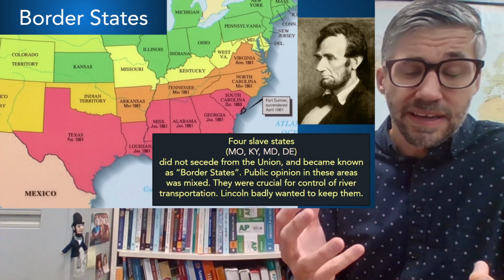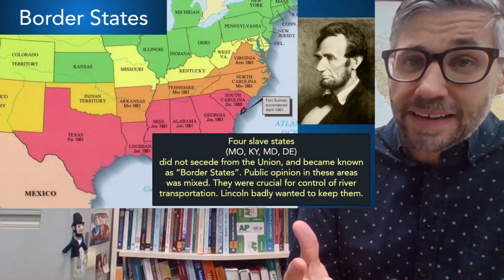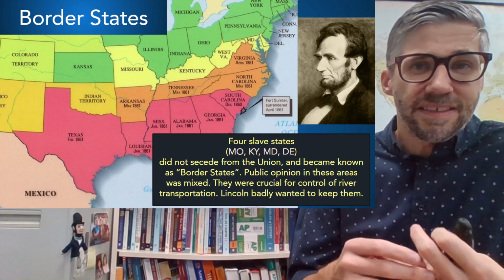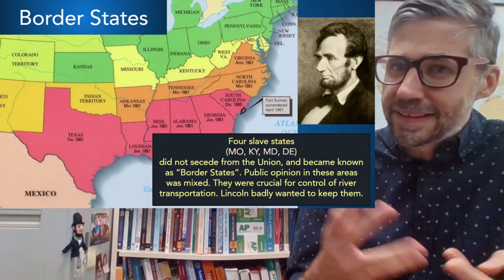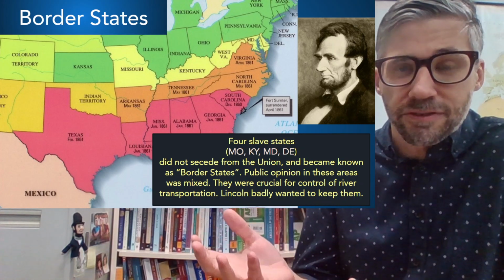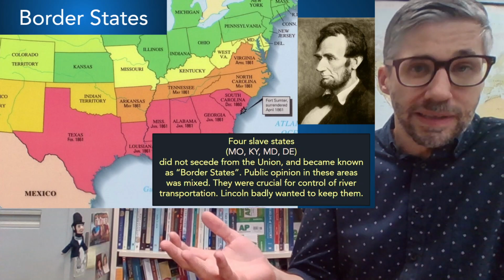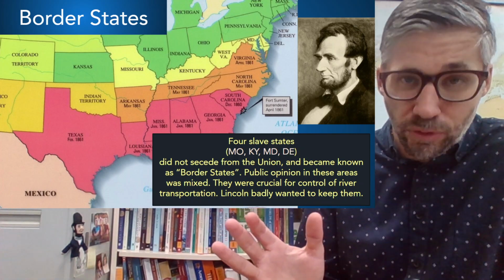Not a lot of slavery. It's a small percentage of people are practicing slavery. But slavery is practiced there. But at the same time, the sentiment in those places is we think secession is a really deeply stupid, bad, illegal idea. We don't want to leave the country. But we want to keep practicing slavery, but we don't want to leave the country. That's their basic position. And Abraham Lincoln is like, we have to hold on to these border states.